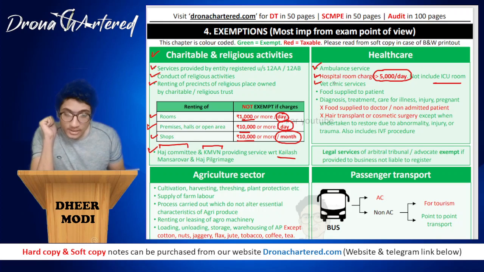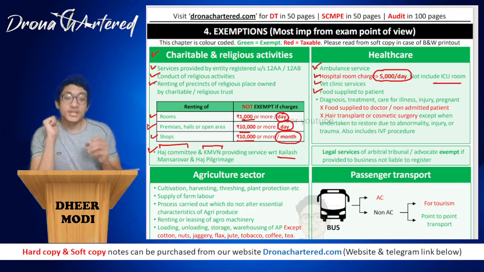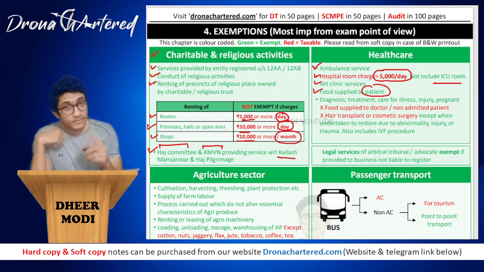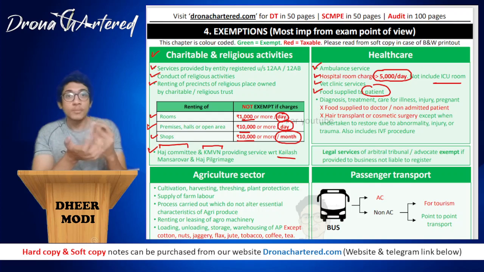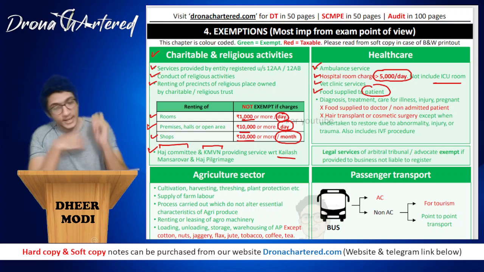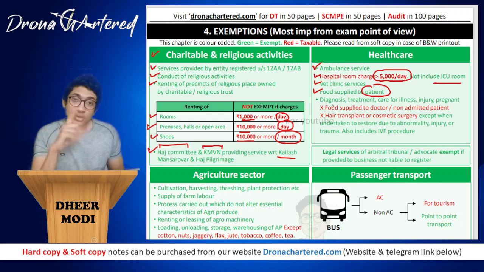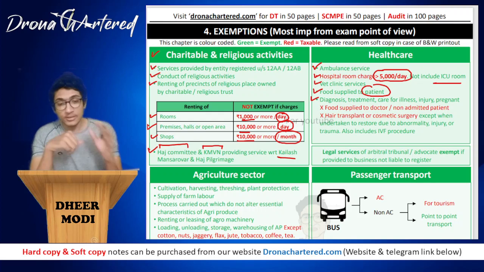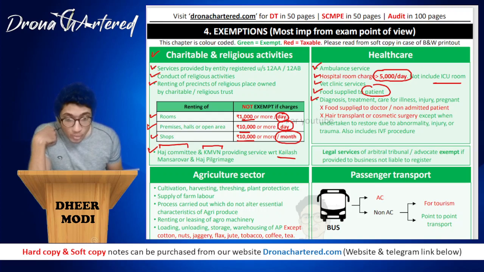Okay. Vet clinic services are exempt. Food supplied to patient. Remember, it is only to patient. Only and only the food supplied to a patient will be exempt. Any food supplied to family members of patient will be taxable. Okay. So any food supplied to patient only, that is exempt. Next is your diagnosis, treatment, care for illness, injury, pregnancy. All of these are exempt. Any diagnosis, treatment, care for illness, injury, or pregnancy related expenses, these are all exempt. Food supplied to doctor or non-admitted patients, this is taxable. Therefore, this is in red.